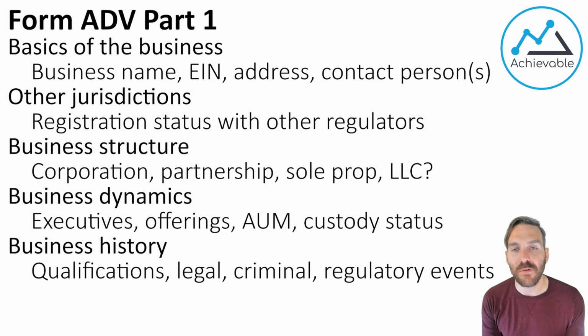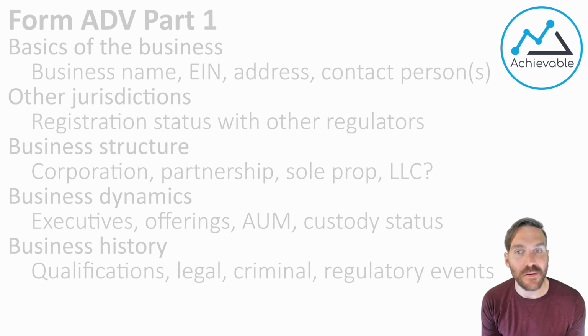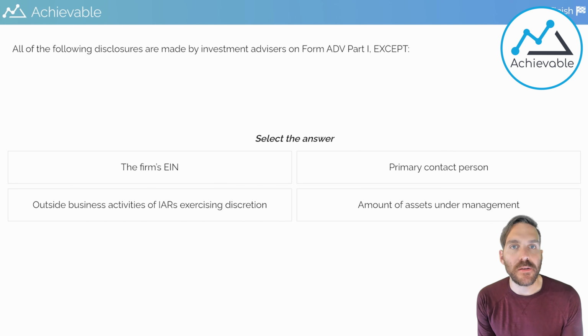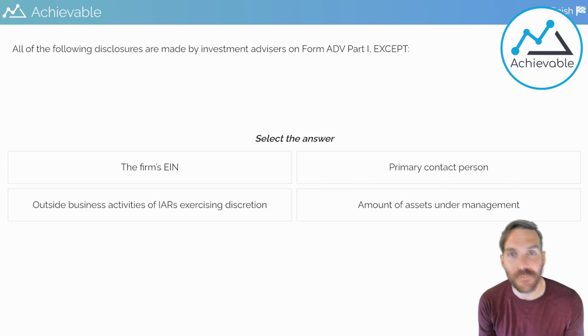Now that we've gone through all the important components of Form ADV Part 1, let's take a look at a practice question to see how this topic might be picked apart on the actual exam. Okay, question on the board. All of the following disclosures are made by investment advisors on Form ADV Part 1, except. Go ahead and pause the video if you want to try to answer the question, and then we'll reconvene and pick it apart together.